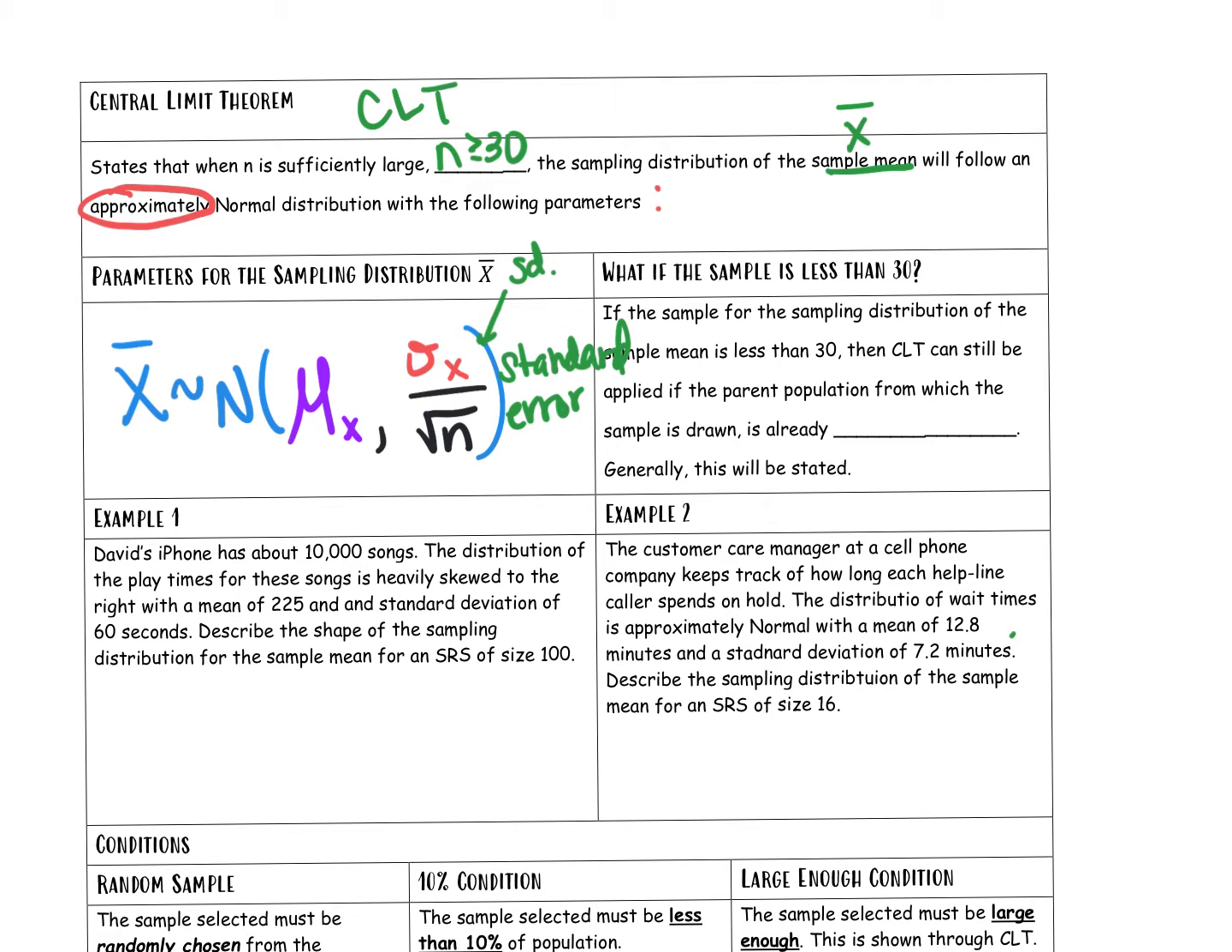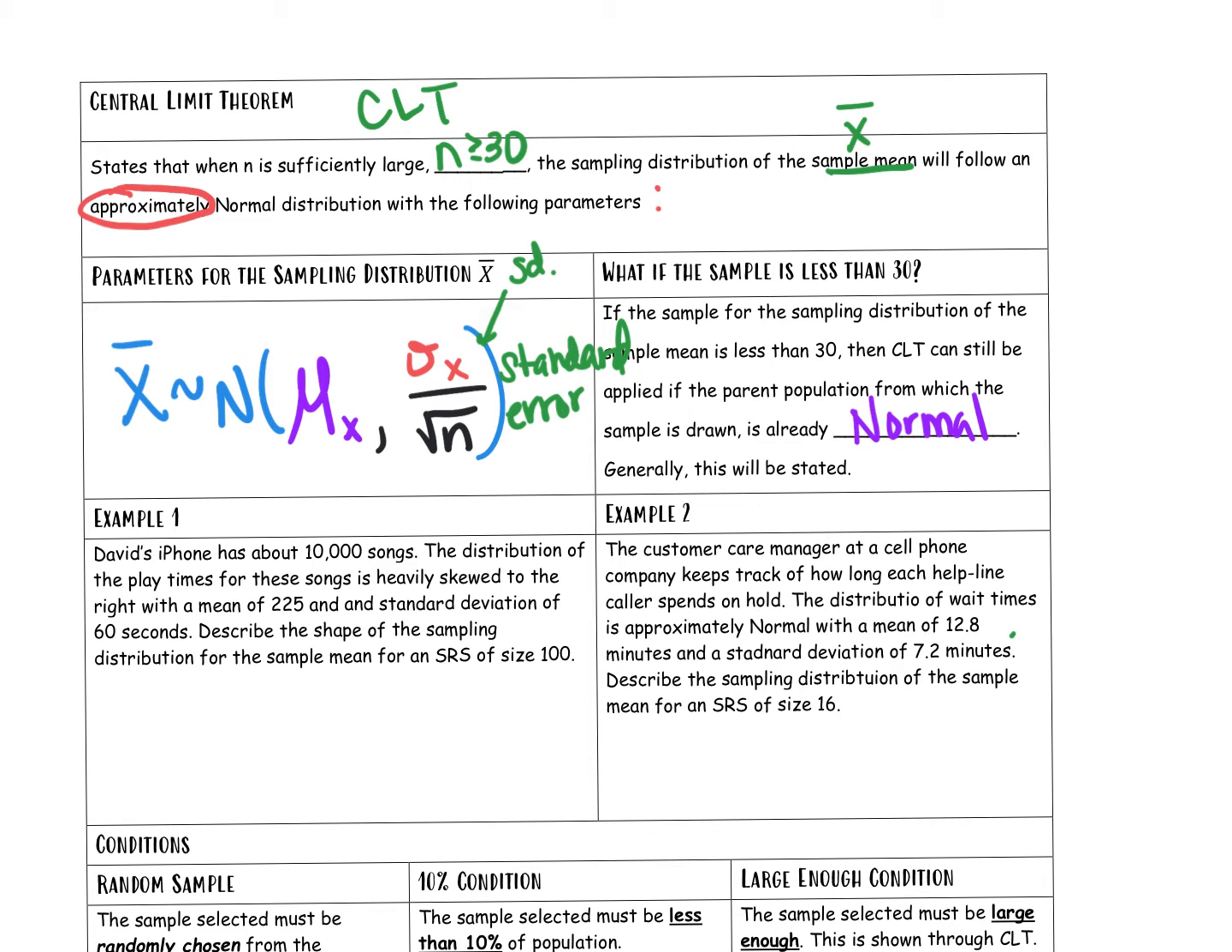And so we can use all of this when our sample size is sufficiently large. And remember, we call it the central limit theorem. But if you go back to our other example, our sample size was only 2, and we still got the exact same results of a normal distribution. Well, it turns out that when the sample size is less than 30, CLT can still be applied if the parent population from which the sample is drawn is already normal. Meaning that if you draw a sample from a normal distribution, the sample itself will also be normal.